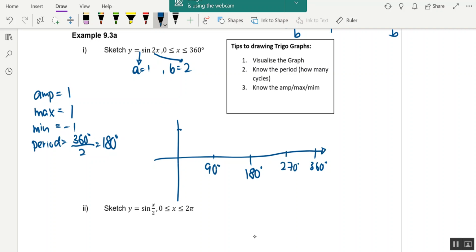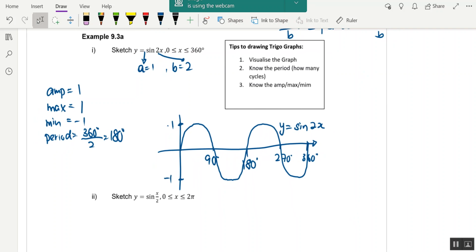First, draw everything proportionately. That means the amount of space you give for 1 and -1 must be roughly about the same. It's better to use a ruler. Then you complete the first cycle in 180 degrees, then complete another cycle in the next 180 degrees. So this will be y equals sine 2x. So always identify your a and b, and then always find out your period.